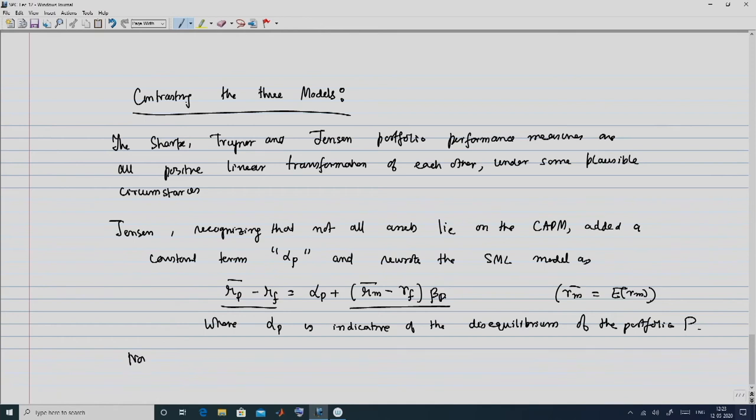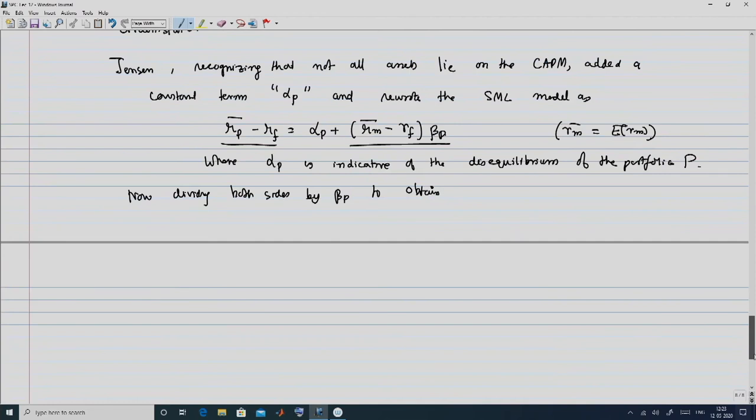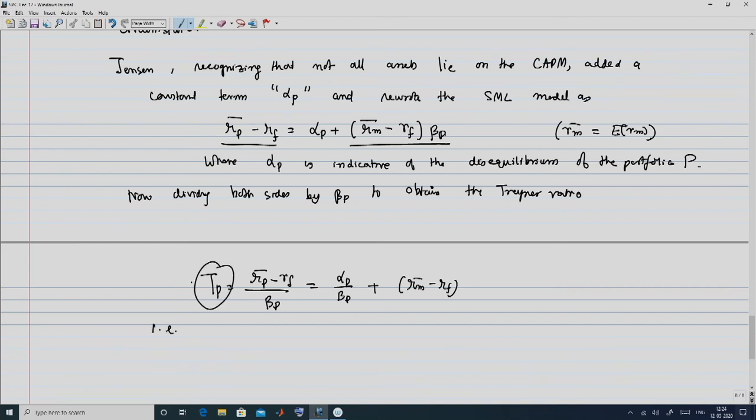Okay, now what we do is divide both sides by beta p to obtain. Remember that once we have beta p, we can now relate this to the Treynor ratio, which was Tp equal to Rp bar minus Rf over beta p. So this will become alpha p over beta p plus Rm bar minus Rf. So this means that Tp involves alpha p over beta p plus a constant.